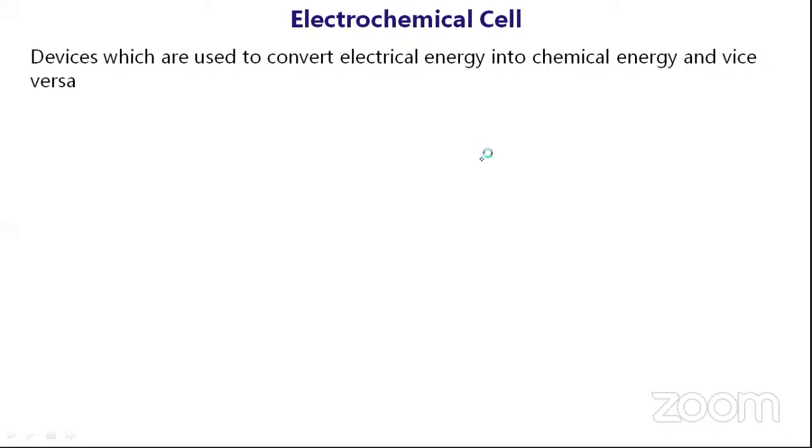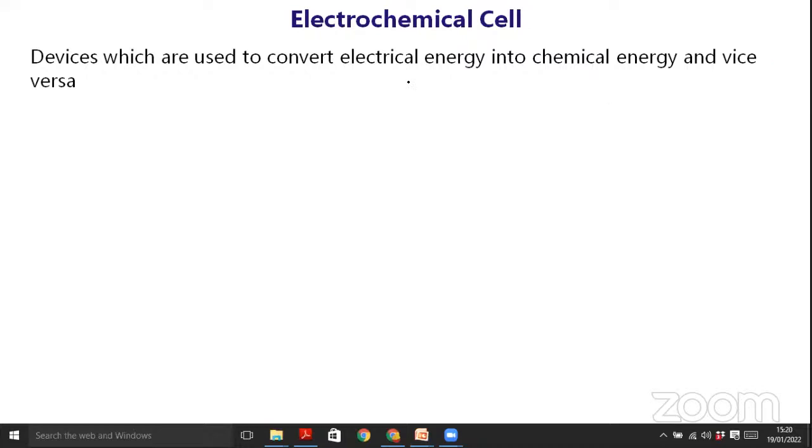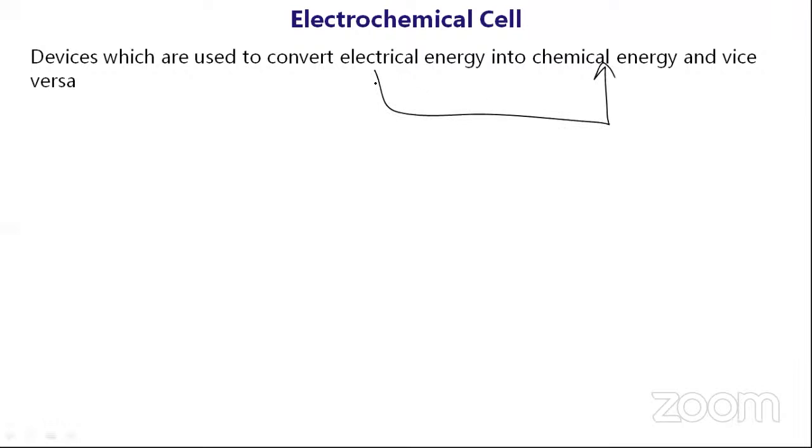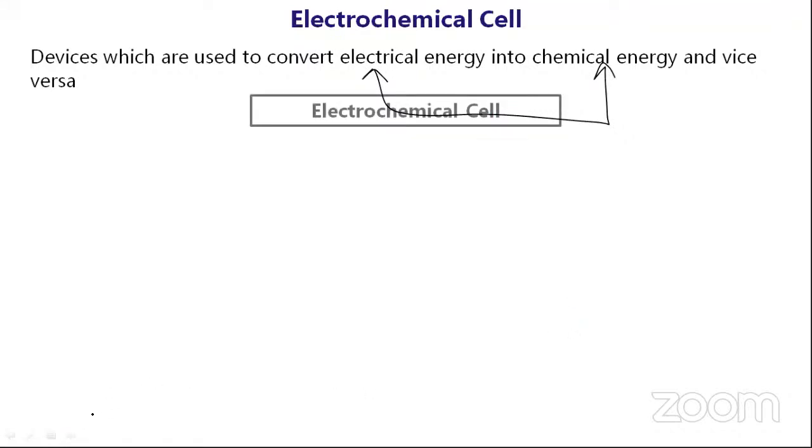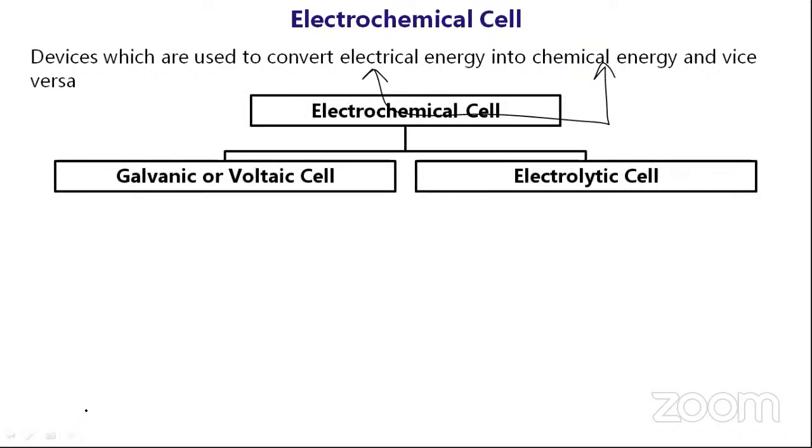It is nothing but the interconversion of electrical energy and chemical energy. Right, an electrochemical cell is nothing but the interconversion of both electrical energy and chemical energy. Next, we have seen there are two types of electrochemical cell. One is the galvanic cell, which we can also call the voltaic cell. The next one is the electrolytic cell.